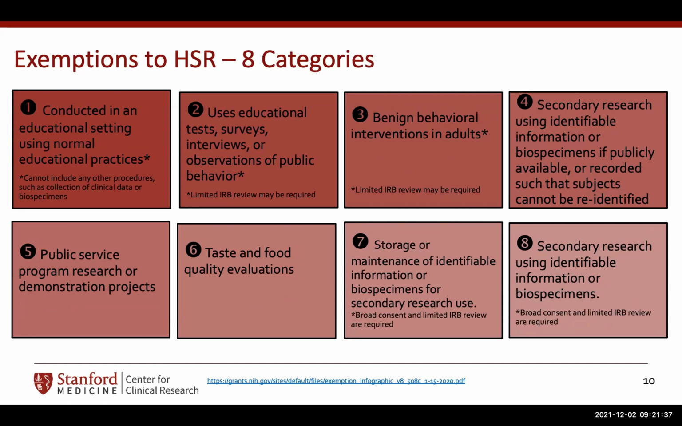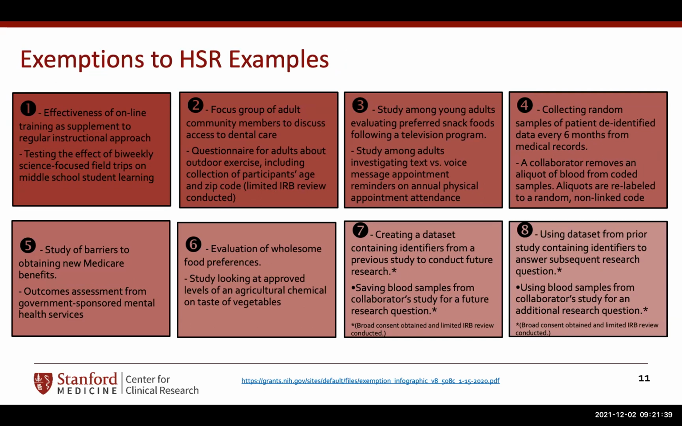Secondary research using identifiable information. So this would be an example, would be collecting random samples of patient de-identified data every 6 months for medical records, or a collaborator removes an aliquot of blood from coded samples. Aliquots are relabeled to a random non-linked code. So that would be obviously your de-identified data.